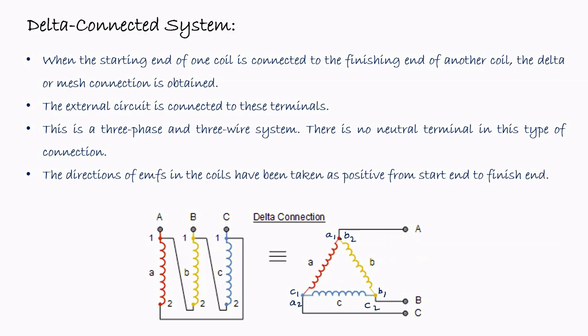Here the direction of the EMF in the coil has been taken as positive from the start end to the finish end. That means the EMF of coil B, here we can see it is EB. So this will be the starting point and this will be the end point. Similarly, the EMF in coil A is EA. So here it will be the starting point and this will be the end point. And similarly, the EMF in coil C, this will be the starting point and this will be the end point.